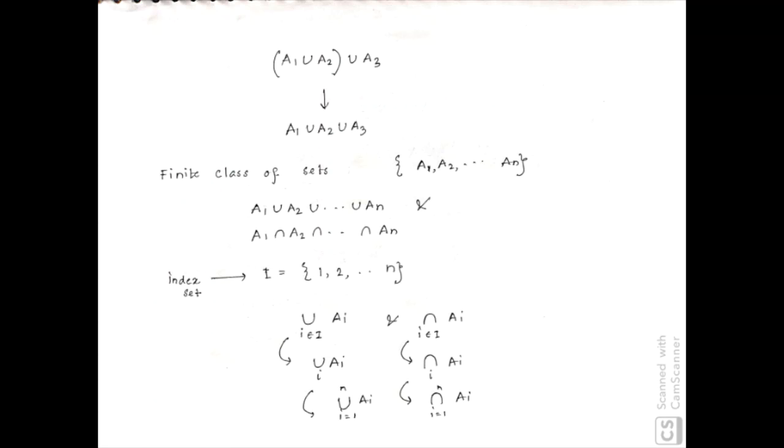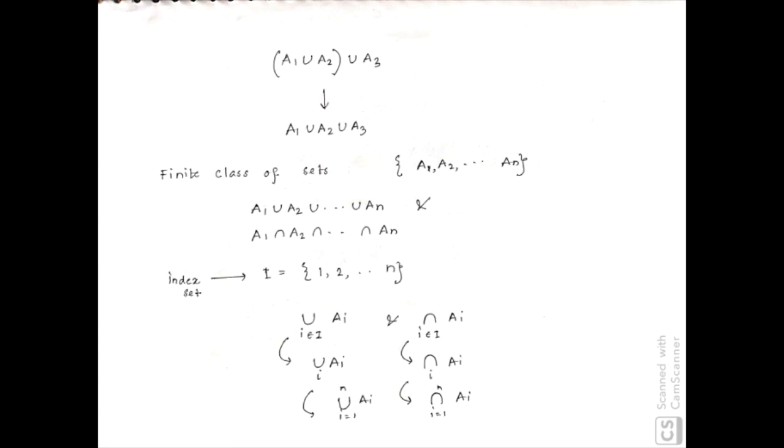And similarly, if we take the complement of the intersection of two sets, then it becomes the union of the complements of the individual sets. That means (A intersection B) whole complement is equal to A complement union B complement. So you can describe this thing.